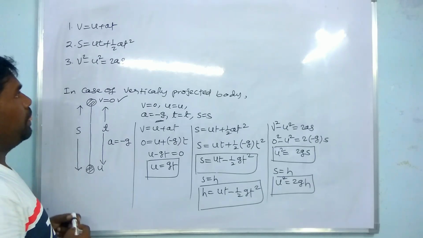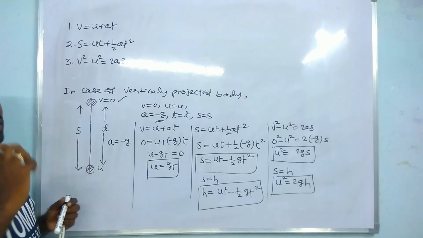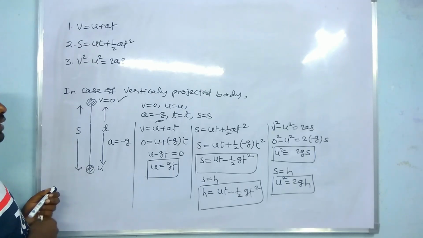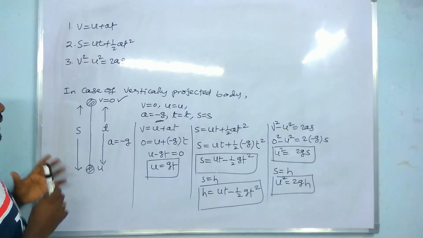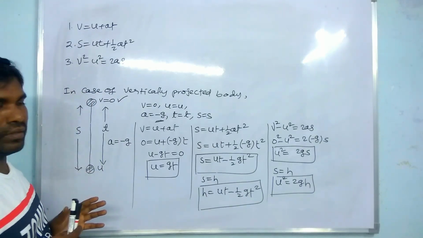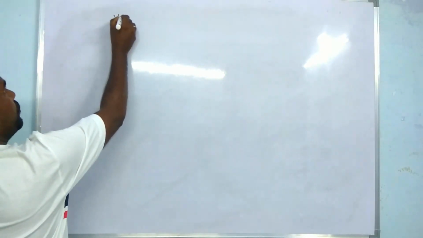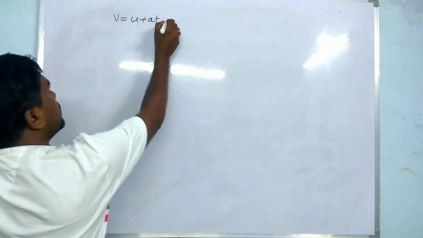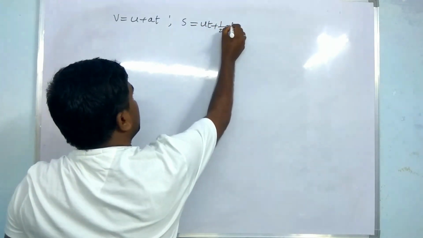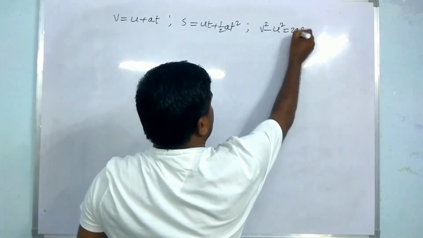Now let us see where we have to use these three equations in different situations. There may be a little bit of confusion, and I can try to clarify it with some examples showing where we have to use these three equations. Let us see. Three laws of equation of motion are there: v is equal to u plus at, s is equal to ut plus half at square, and v square minus u square is equal to 2as.